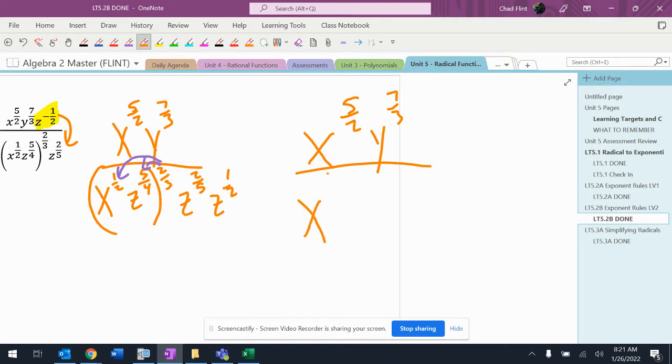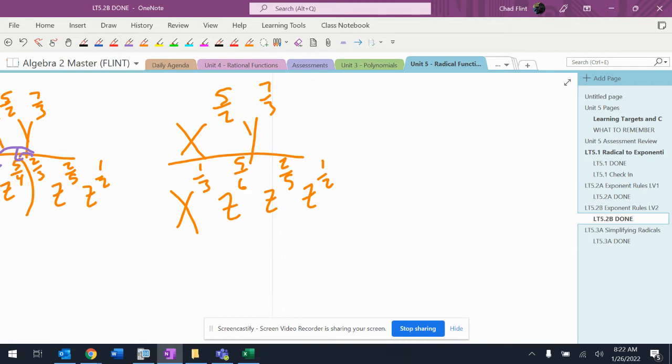This will be 1/3. This will be 5/6, and then z to the 2 fifths, and then z to the 1 half. Okay, so now I like to multiply before I divide first. So I've got a z and a z and a z right there.